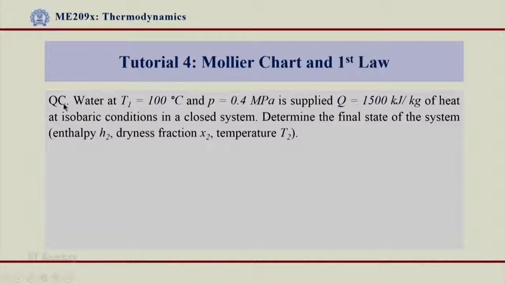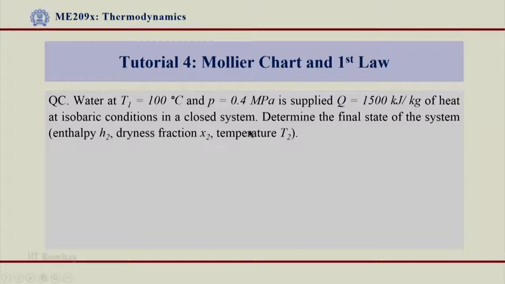Let us come to the next problem now. Question C. Water at T1 equal to 100 degrees centigrade and P equal to 0.4 MPa is supplied Q heat energy equal to 1500 kilojoule per kg of heat at isobaric conditions in a closed system. Determine the final state of the system. Depending on the final state, find out the change in enthalpy, dryness fraction if required, temperatures etc.